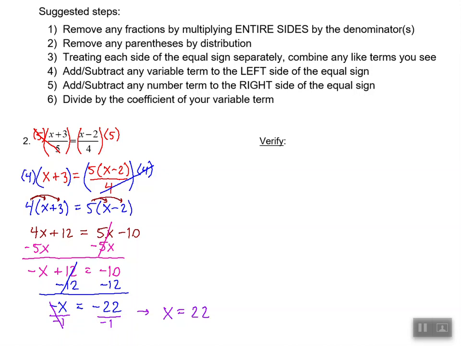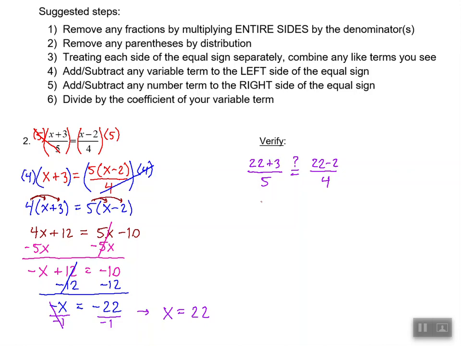Now let's see that we are correct. We could verify this on Desmos, but this is not an ugly fraction, so I should be able to plug it right into the original. My original fraction has x plus 3 over 5, so I'm going to say 22 plus 3 over 5. I'm going to put a question mark over my equal sign because I'm not sure. And the right side of my equation says x minus 2 over 4, so that's going to be 22 minus 2 over 4. Let's see if these two things are the same.